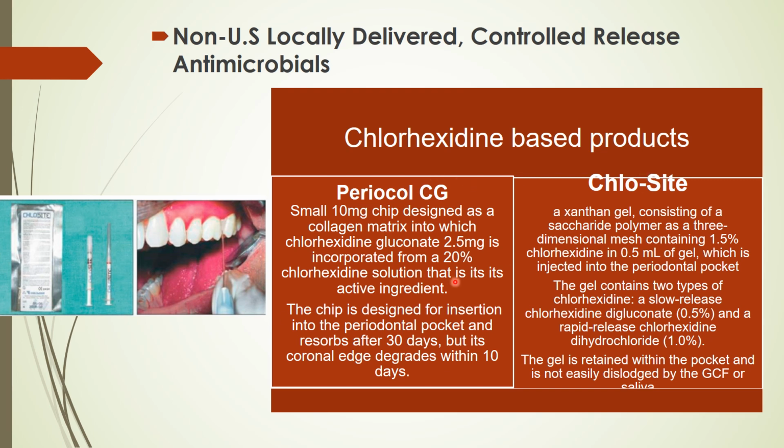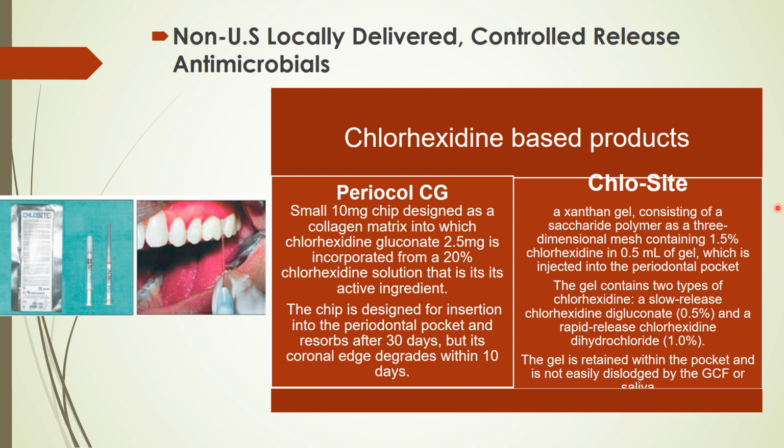So Periocol CG is a chip, like the chlorhexidine chip, designed as a collagen matrix into which chlorhexidine gluconate of 2.5 milligram is incorporated from a 20% chlorhexidine solution, that is its active ingredient. This chip is designed for insertion into the periodontal pocket and resorbs after 30 days, but its coronal edge will degrade within 10 days.